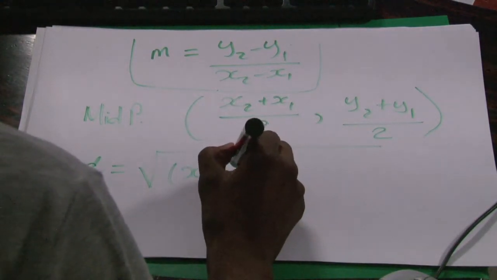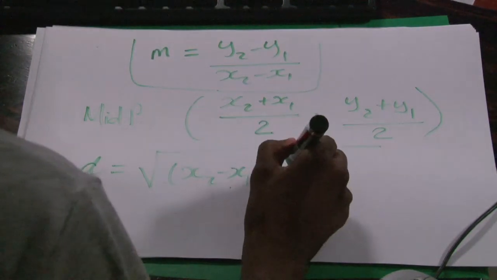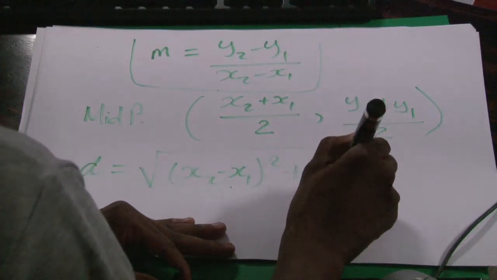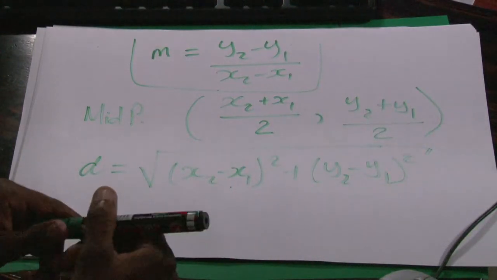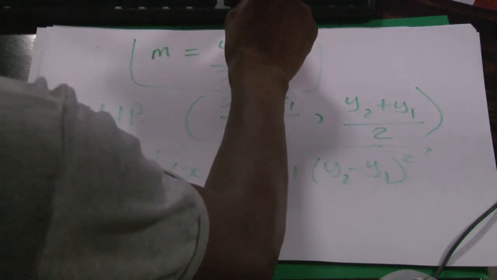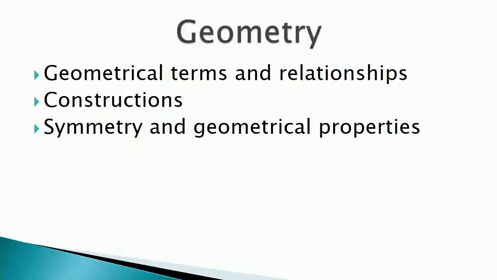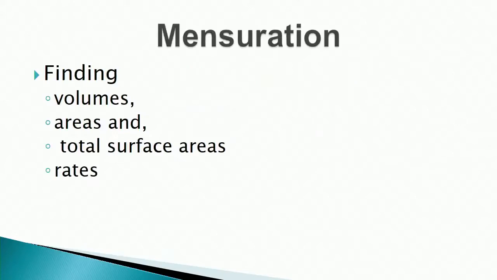Okay, for the distance, you have to use distance is equal to the square root of x2 minus x1, and then you square it, plus y2 minus y1, and then you square it. Everything is under the square root. So let's move on to geometry. Geometrical terms and relationships should get your attention. Construction, meaning that you have to look at things like locus, where they can ask you to construct certain boundaries. Symmetry and geometrical properties should also get your attention.